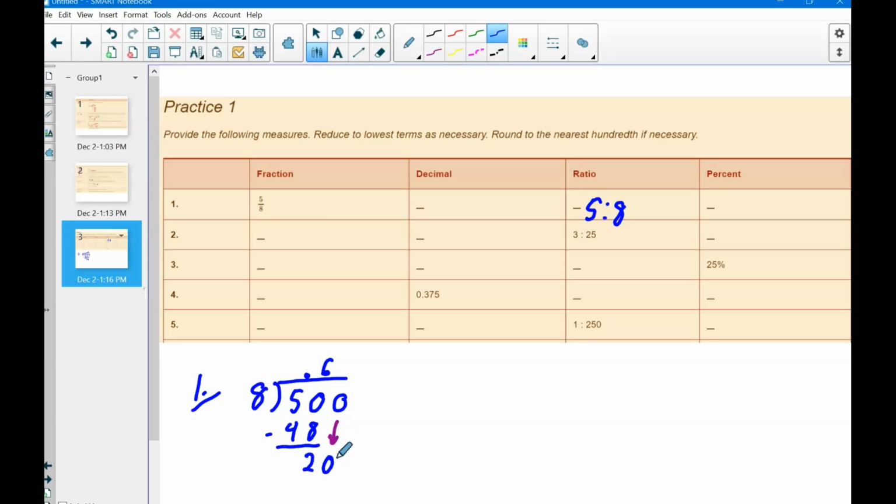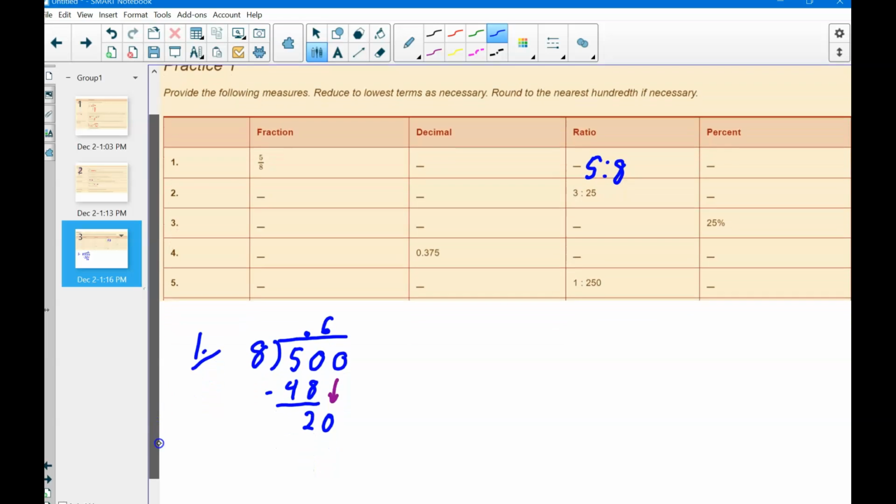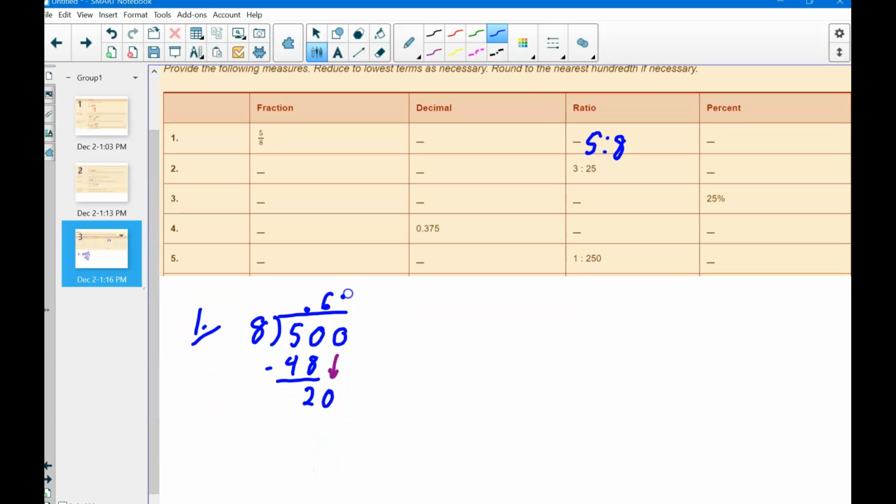Can 8 divide into 20 evenly? 2 times. And that gives us 16. And if we subtract that, we get 4. And we need another 0. And the 0 comes here.